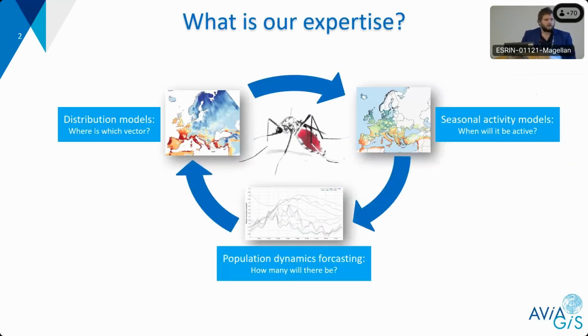Now it's working. So basically we work around three things. I will give the example of vectors, but it's the same for diseases. One is, where is the vector? When will the vector be active? And how many of them will there be? But we can do this for diseases too.